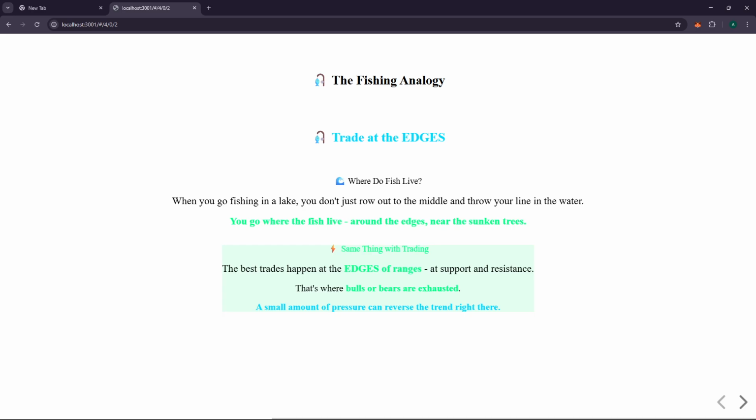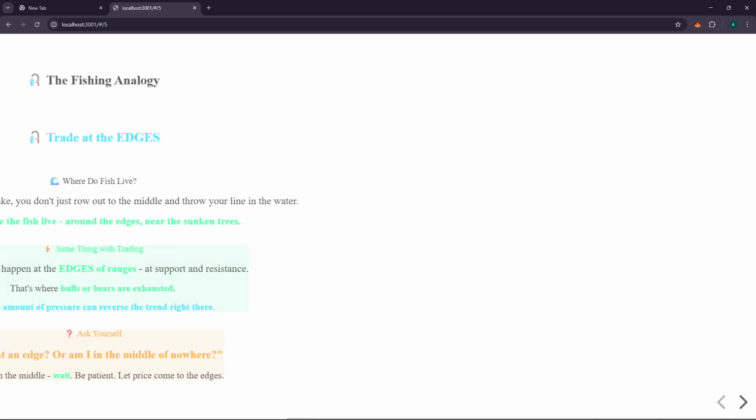So when you're looking for trades, ask yourself, am I at an edge or in the middle of nowhere? If you're in the middle, wait, be patient, let price come to the edges.